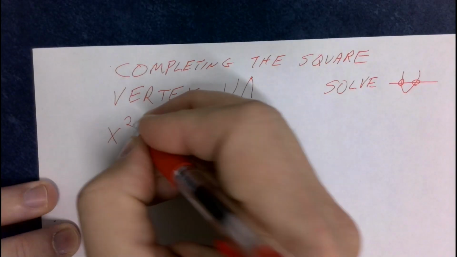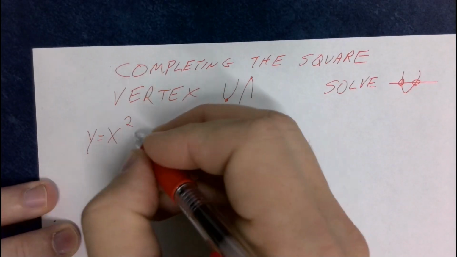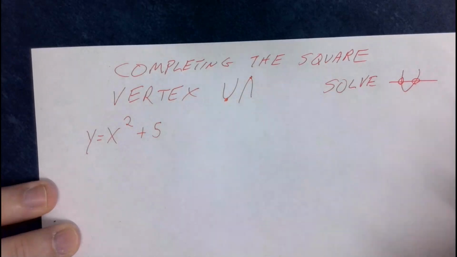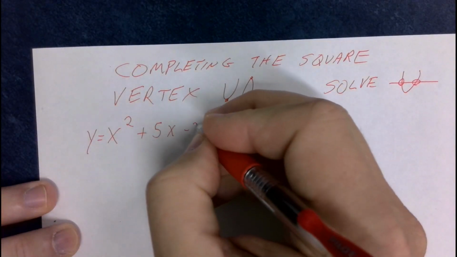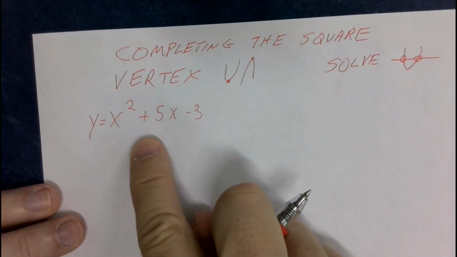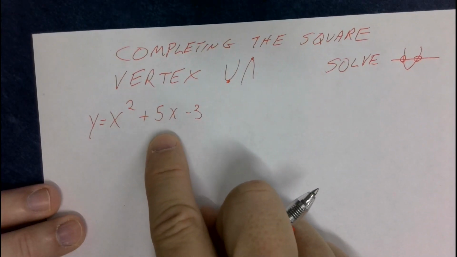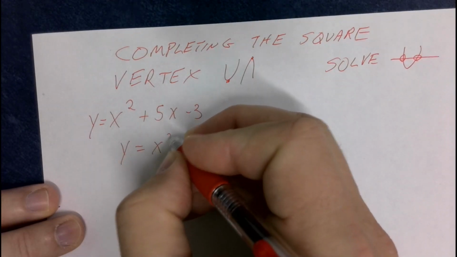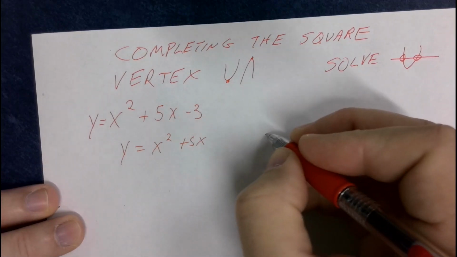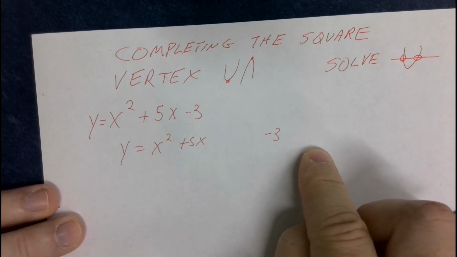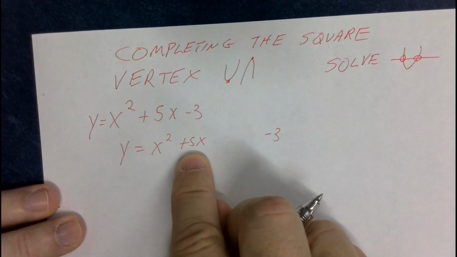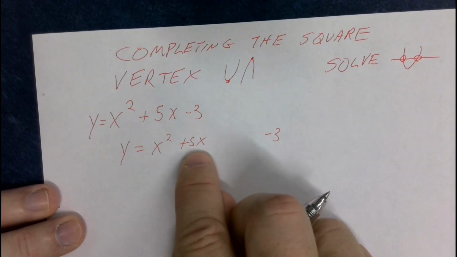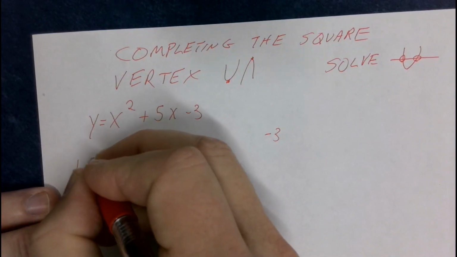So I'm going to start with this, y equals x squared plus, I'm going to go ahead and use an odd number this time, 5x minus 3. Using an odd number makes it a little bit more challenging, but not tremendously challenging. So our first thing is we're going to move that constant over to the side. We're just going to take that minus 3 and shove it over a little bit. Then we always take the linear term, and the linear term is the one with just a single x, or x to degree 1. And we're going to put half of that in a box.